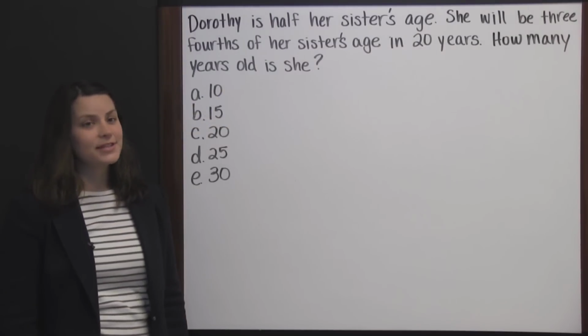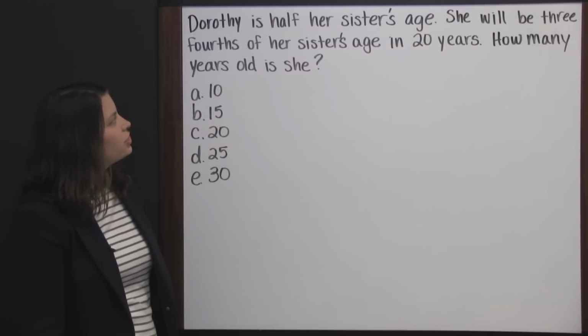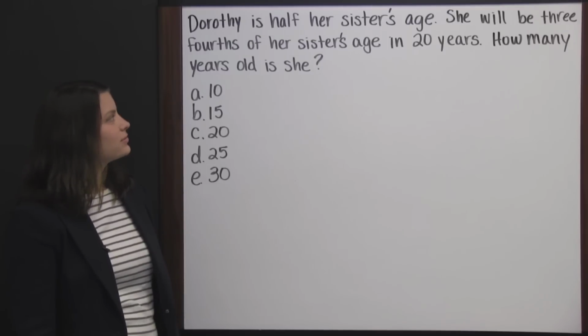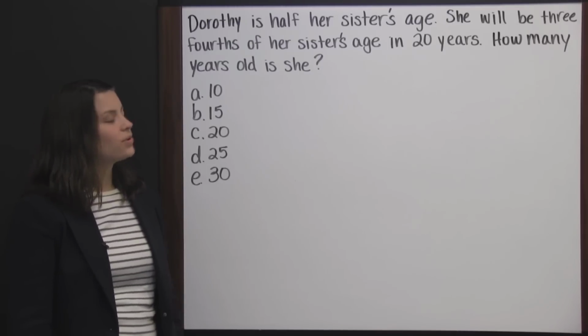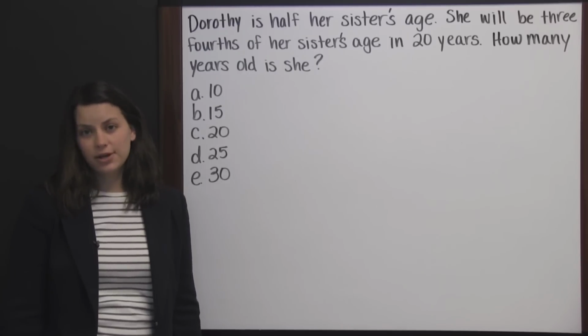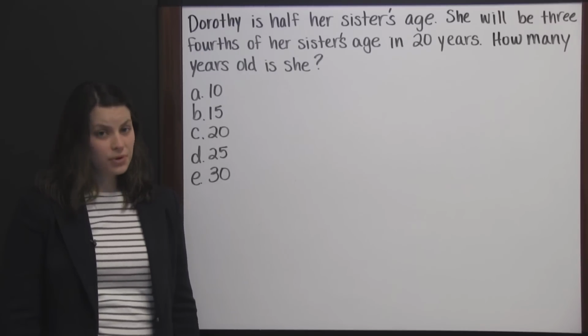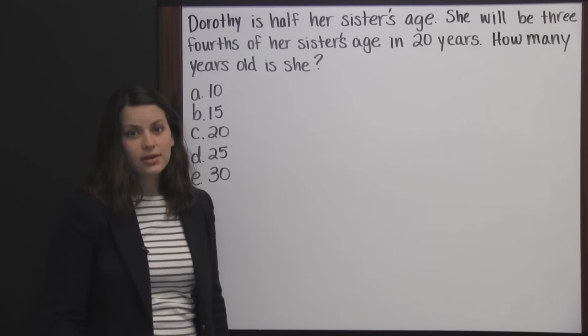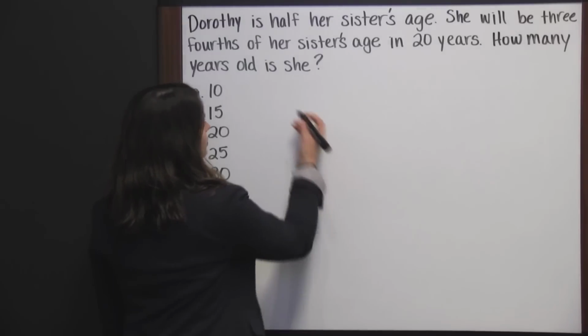Dorothy is half her sister's age. She will be 3/4 of her sister's age in 20 years. How many years old is she? We have 2 unknowns here. We don't know Dorothy's age, and we don't know her sister's age. So I'm going to make up 2 variables for those.